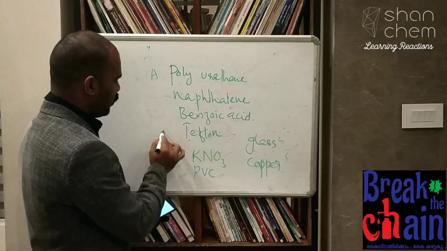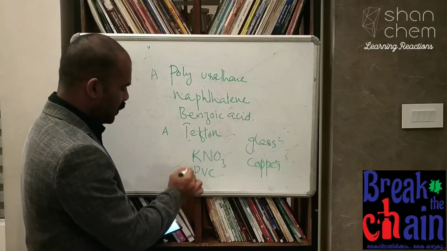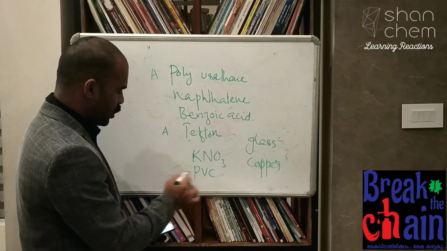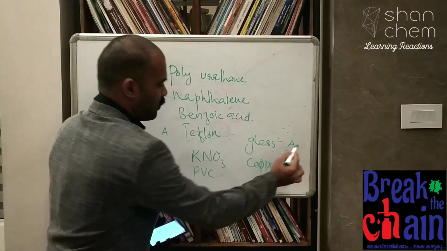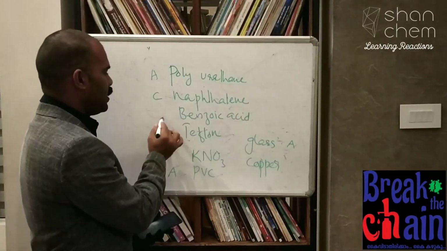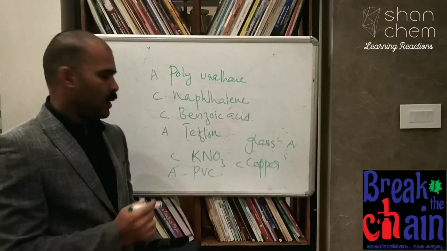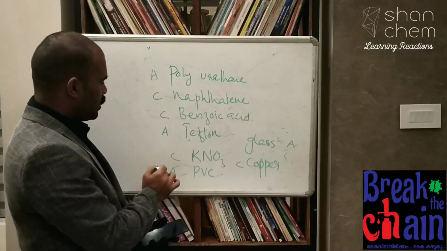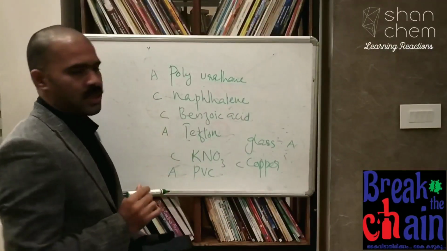Then Teflon is another polymer that is also amorphous, and PVC, polyvinyl chloride, is also a polymer. It is amorphous. Then glass is also amorphous. The remaining are crystalline. This is crystalline, this is crystalline, this is crystalline, this is crystalline. Okay, there are four amorphous solids and four crystalline solids.